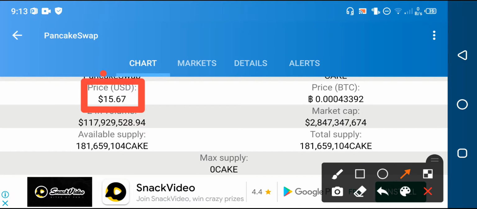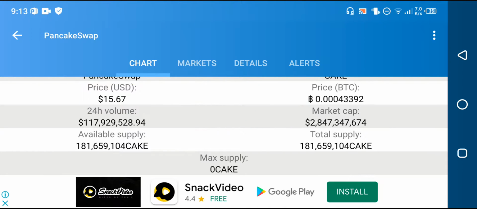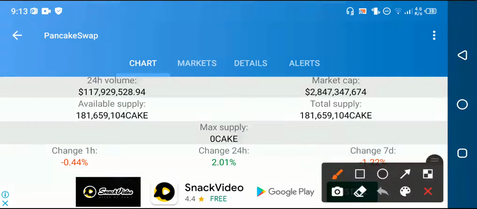On the other side, the Pancakeswap market cap is here. The 24 hours trading volume of the cake coin is here. The available supply of cake is here. The total supply of the cake coin is here, my friends. Let me show you, my friends, the price changes.